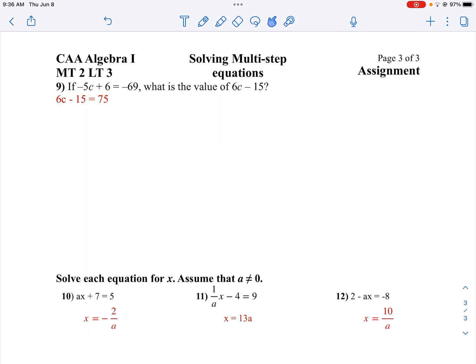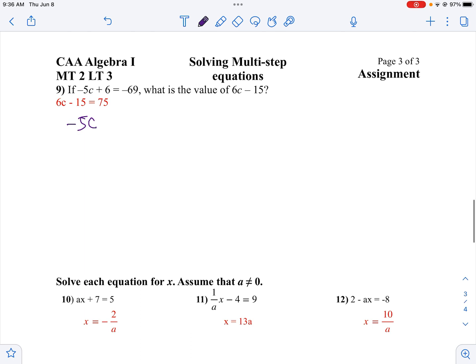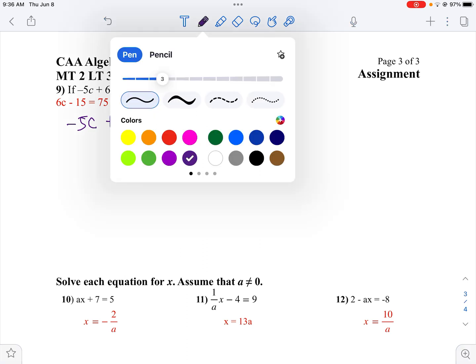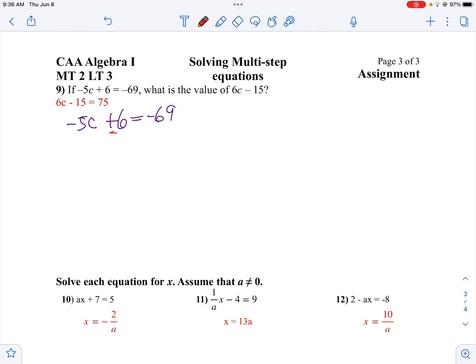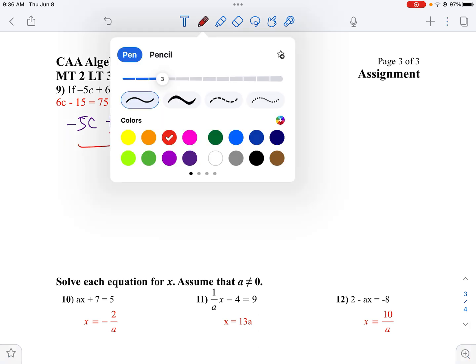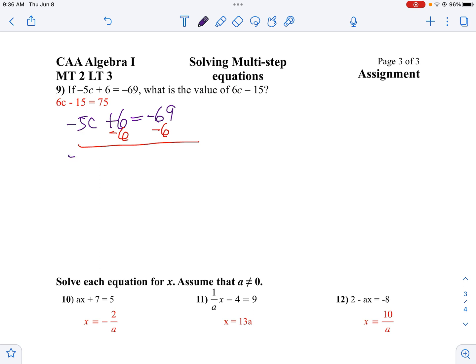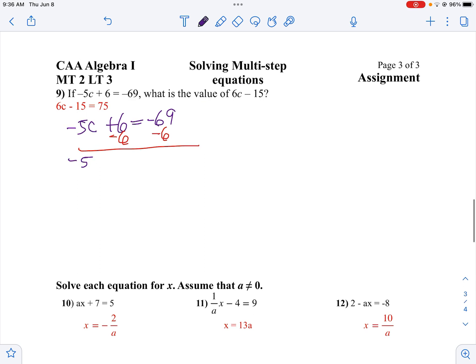On page 3 of our assignment, we have a very similar problem. So I go negative 5c plus 6 equals negative 69. First thing we do, we want to solve for c, so I'm going to minus 6 from both sides. Bring down your negative 5c. Notice how we keep things in columns. Equals negative 69 minus 6 is negative 75.